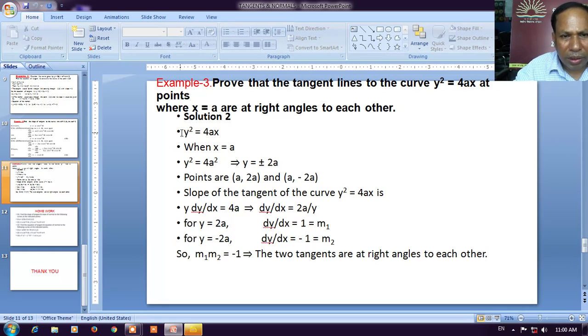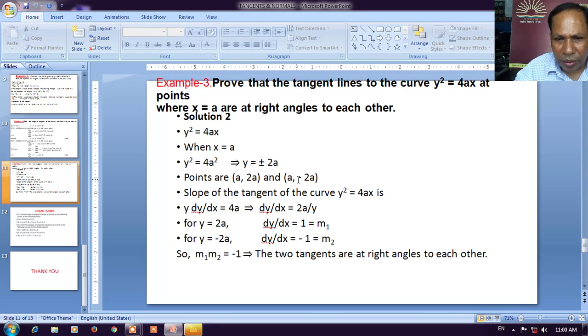Now we have the equation of the curve y square is equal to 4ax. Now putting the x coordinate which is equal to a, we are getting y square is equal to 4 into a into a, that is 4a square. That means y becomes plus minus 2a. So accordingly we are getting two such points. One is the point a, 2a and the other one is a, minus 2a. Now we have to find the slope of tangent to the curve at the point a, 2a and at the point a, minus 2a. Then if the product of their slopes is equal to minus 1, then the two tangents will be perpendicular to each other.